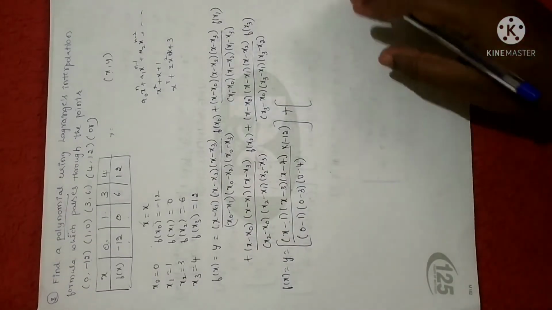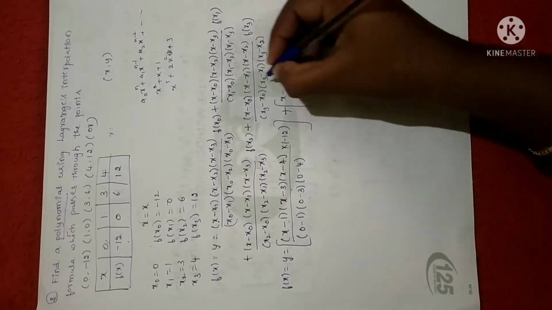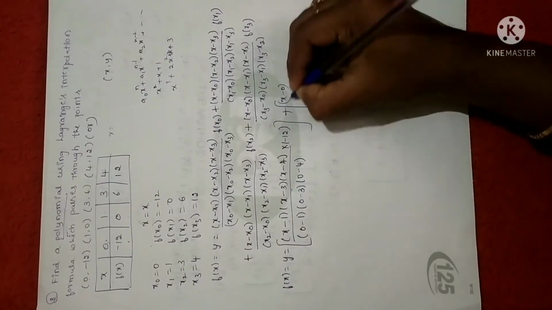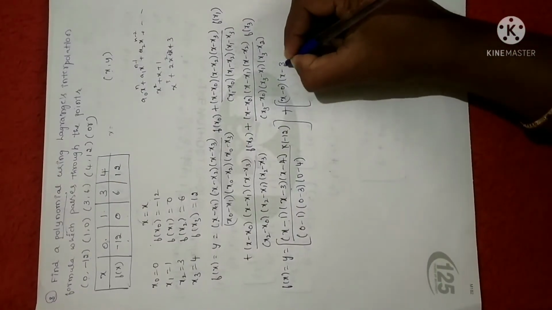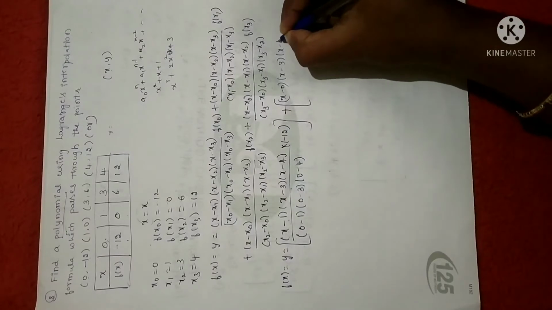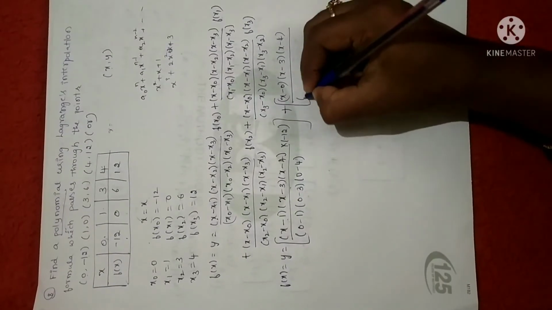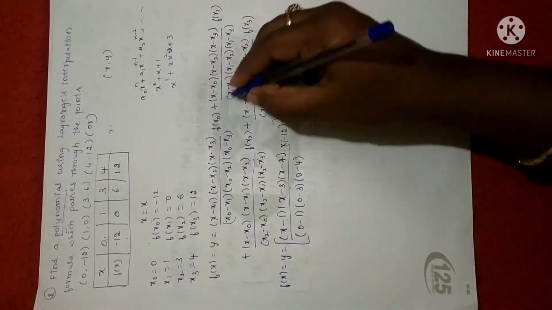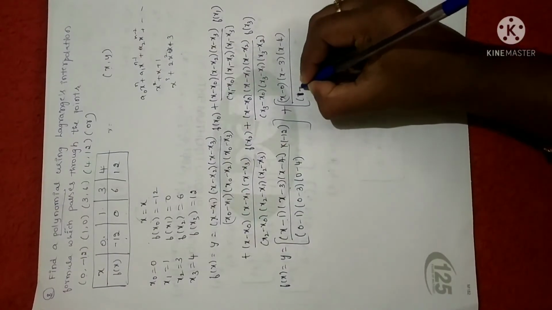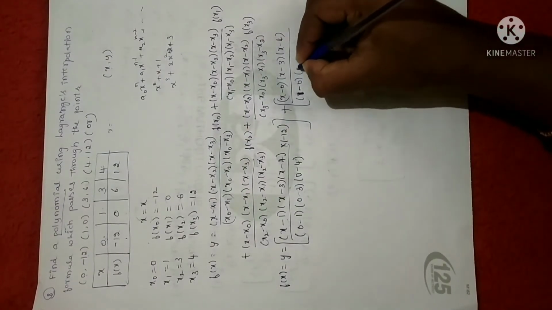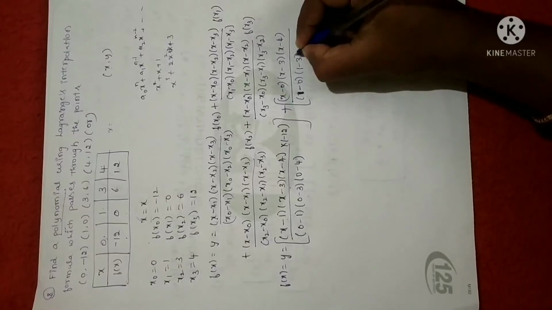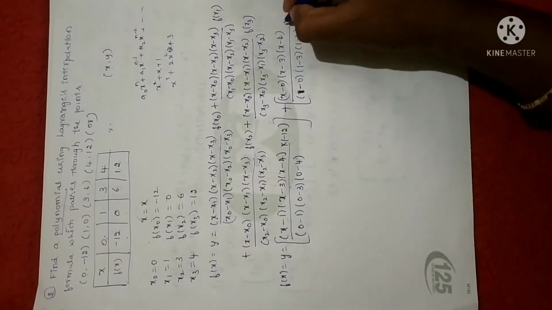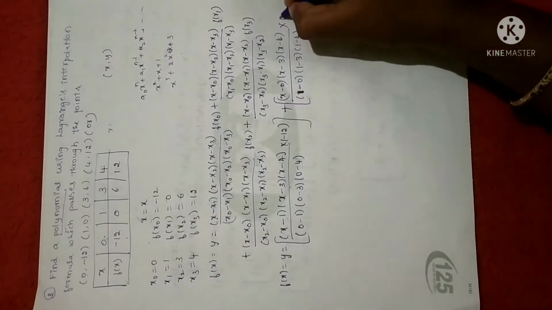Now the second term, what is the value of x? x is unknown, it is x as it is, x naught is 0. Now x minus x2 is 3, x minus x3 is 4, divided by x1 is as it is, x1 we know, right? So x1 1 minus x naught is 0, x1 1 minus x2 is 3, x1 1 minus x3 is 4, into f of x1 value is 0.